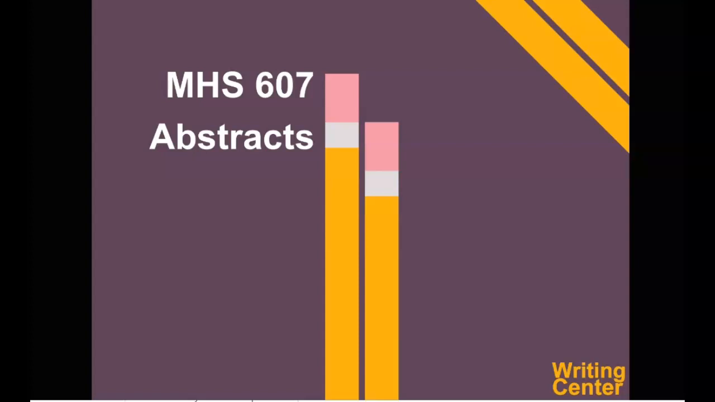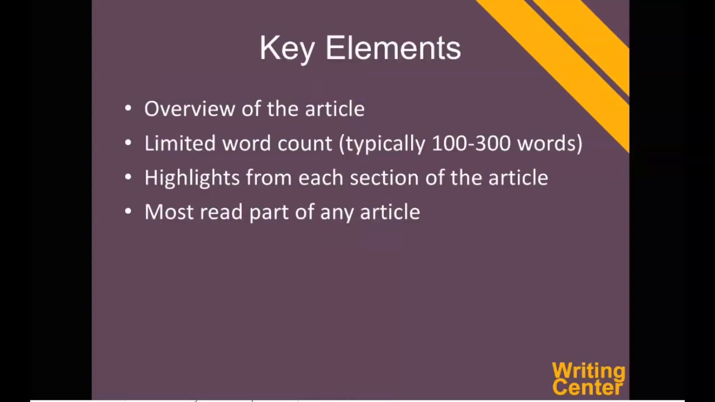So let's talk about abstracts. Some key elements are that an abstract provides an overview of the article. It's usually limited in word count, typically 100 to 300 words, although sometimes you can see some go up to 400 words. This again depends on the journal conventions. So if you're writing for a journal or reviewing for a journal, make sure you're familiar with those conventions. Typically, the abstract provides highlights from each section of the article, right? So it follows that IMRAD format, some more closely than others, and we'll look at this in a second. And it is the most read part of any article.